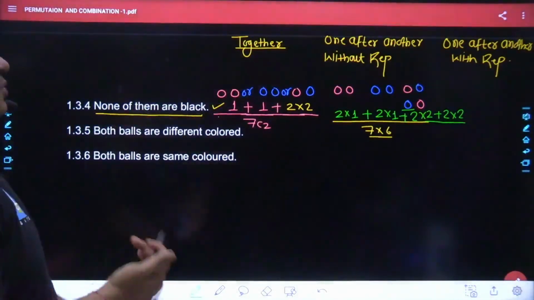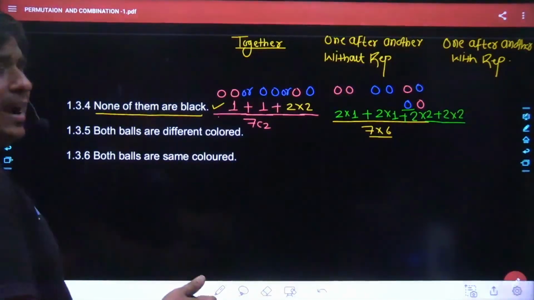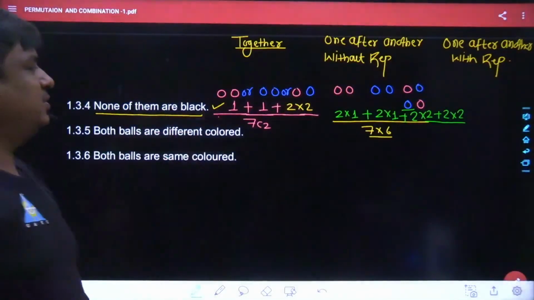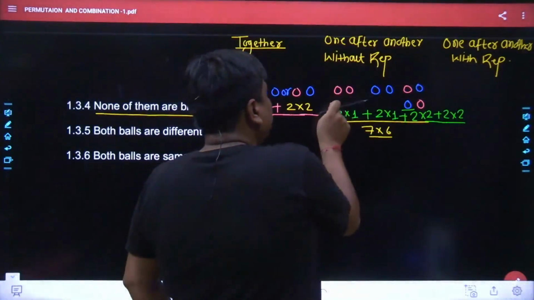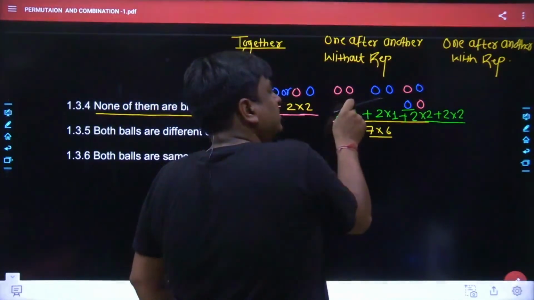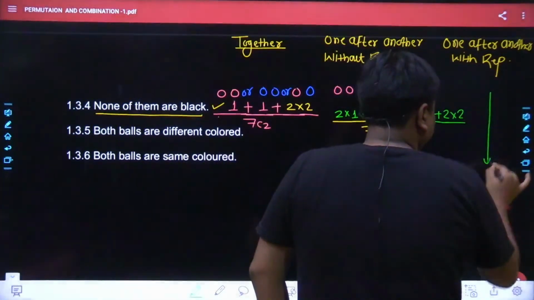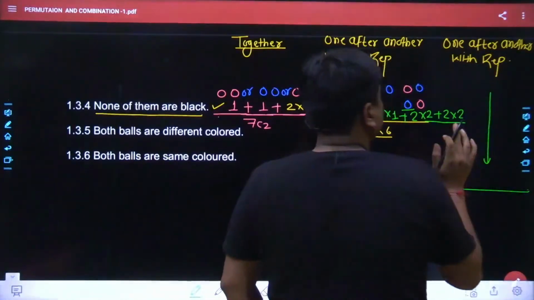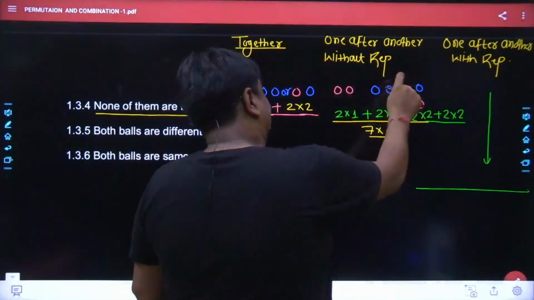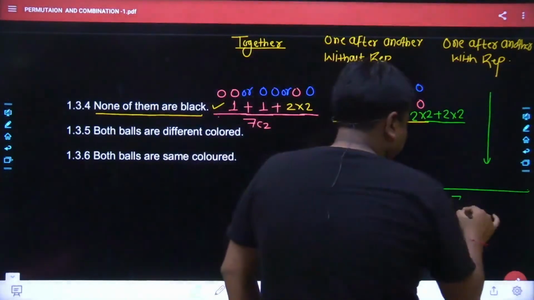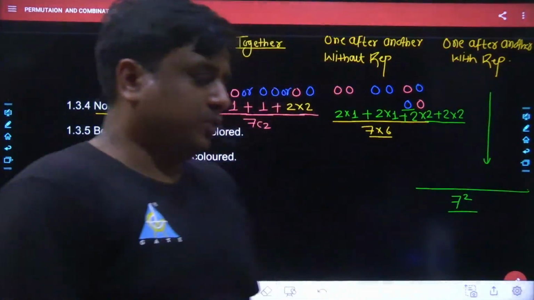Similarly, the next problem which comes into the picture has been one after another with replacement. So what had been happening? The same thing happens, but the replacement had taken place. And as the replacement had taken place, here it would be 7C1, and here also it would be 7C1, 7C1, 7C1. Everywhere it is going to be 7C1. So if we talk about its answer, the number of terms we are going to have is again 4: red red, blue blue, red blue, and blue red. But at the denominator side, we are going to have 7 into 7, which is 7 square.